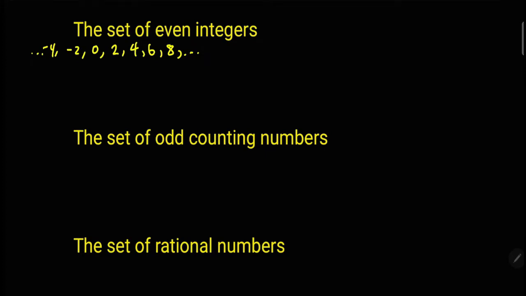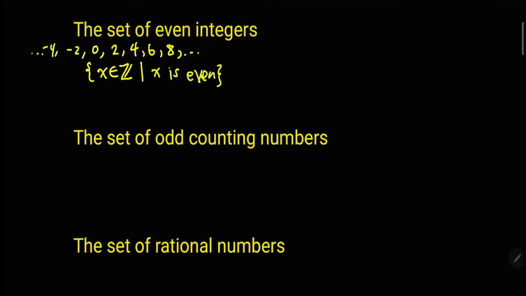So how do we write them in set builder notation? So all you need to do is to enclose in the braces a description for the set. So for instance, we can use the set builder notation: x is an integer, so x is in Z such that x is even.